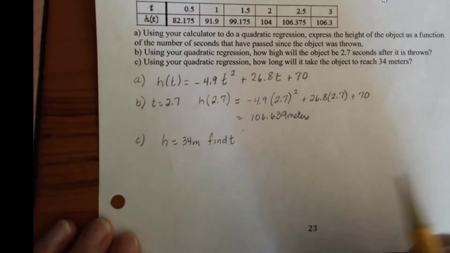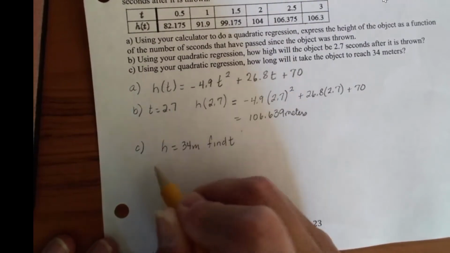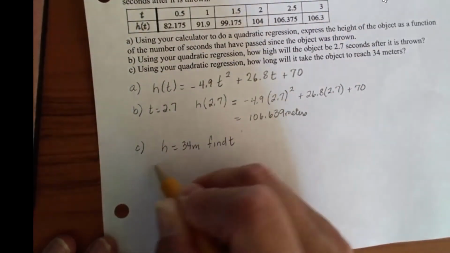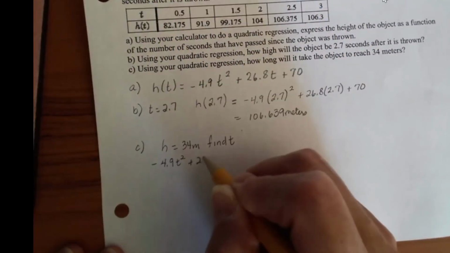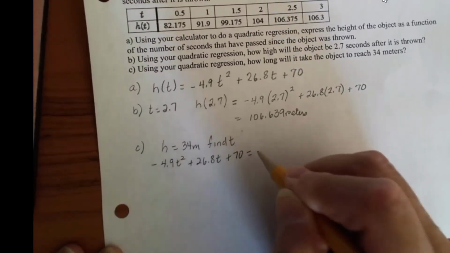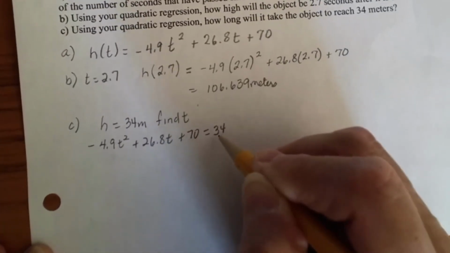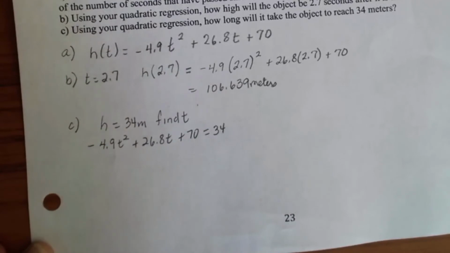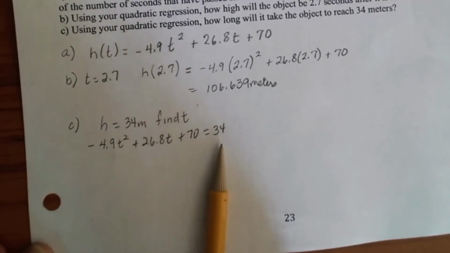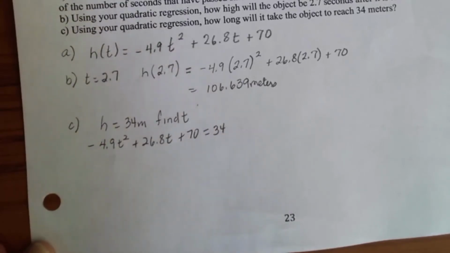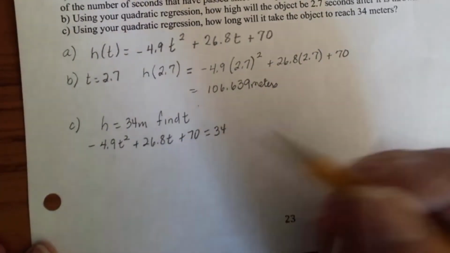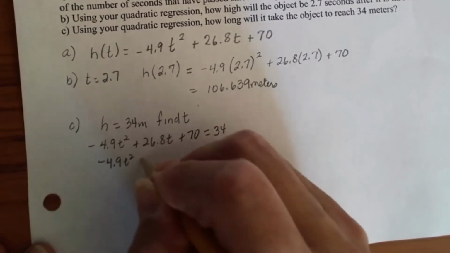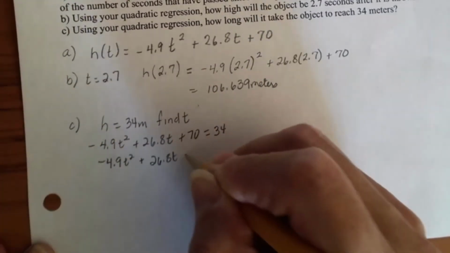Okay, so let's do the algebra part first. So this means we're going to take our quadratic equation, our regression equation here, and we're going to set it to 34. So that's our h, and we're looking for t. You've done previous work in this module to solve quadratic equations like this. And you know that what we're going to need to do is get a 0 on one side and then just use our quadratic formula, right? So that's what we're going to do. So we're going to subtract the 34, and then we will use our quadratic formula and our calculator.